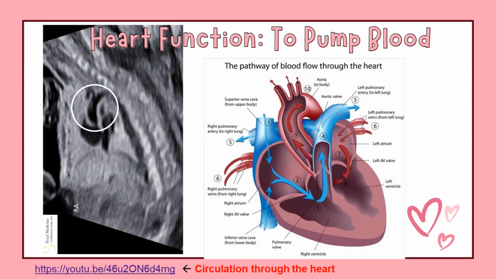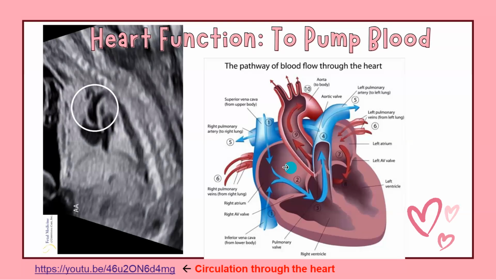So let's walk through this together. We'll start with number one. It's our superior and inferior vena cava. These are our two really large veins that are going to bring blood back to the heart from the upper body and from the lower body. Both of these are going to empty with deoxygenated blood into the right atrium. So now we have deoxygenated blood and we're in the right atrium.